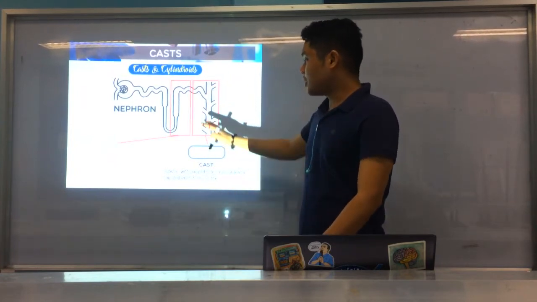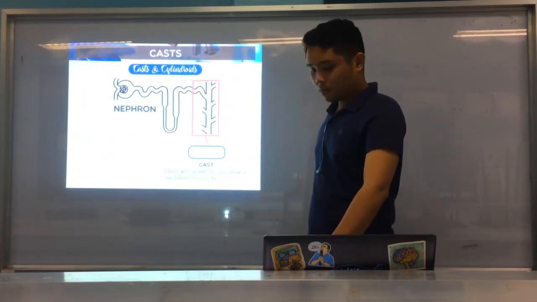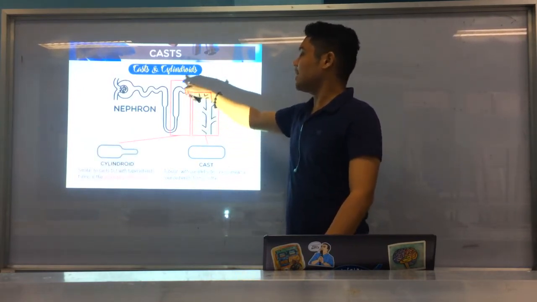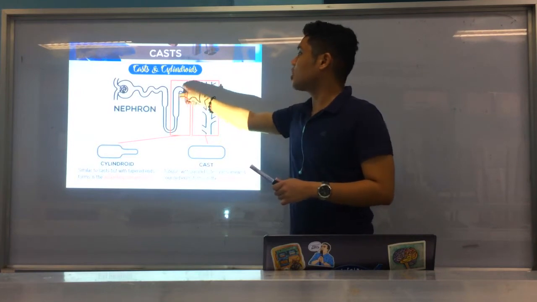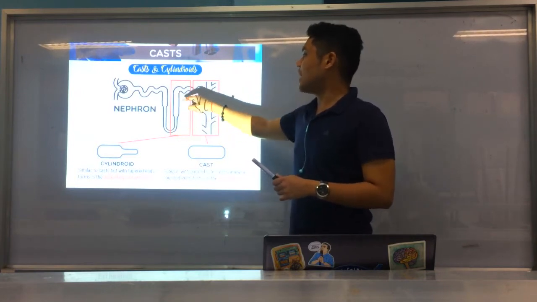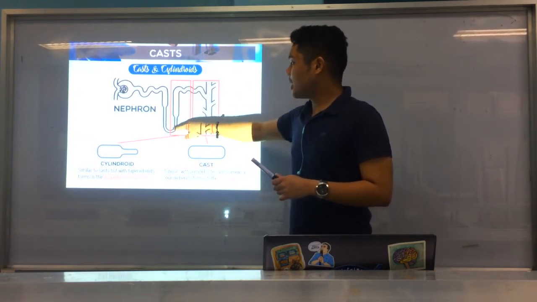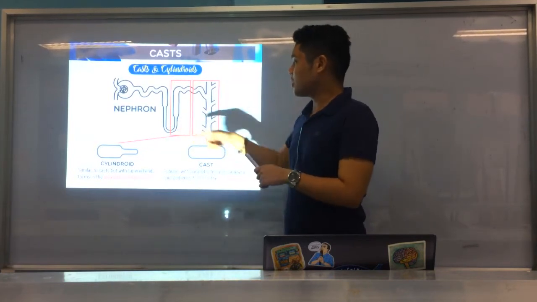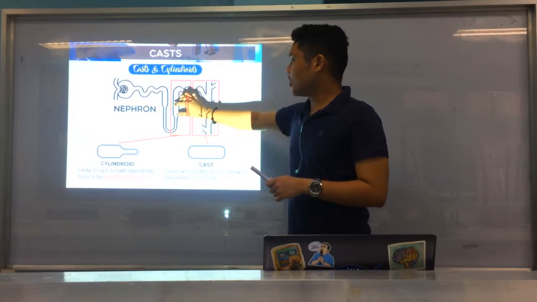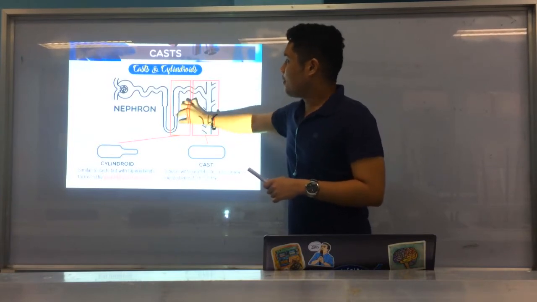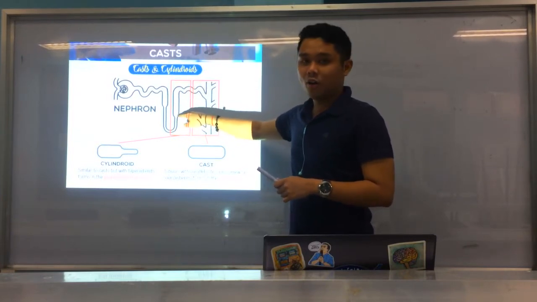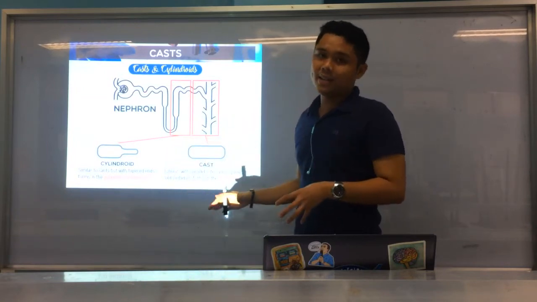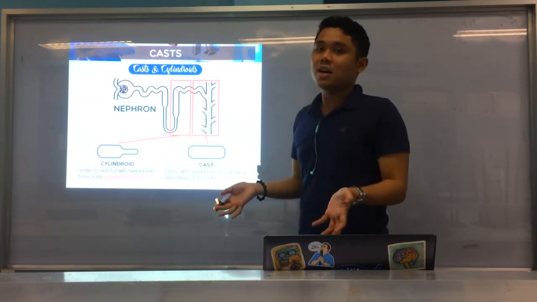Whereas your cylindroids usually form in the ascending loop of Henle and the DCT. So, they usually form at the junction of the ascending loop of Henle and the DCT. That is why they have tapered ends. Because as you can see, the ascending loop of Henle, going toward the DCT, is somewhat tapered. Okay? So cylindroids are similar to casts, but they have tapered ends. But they have the same significance. Okay?